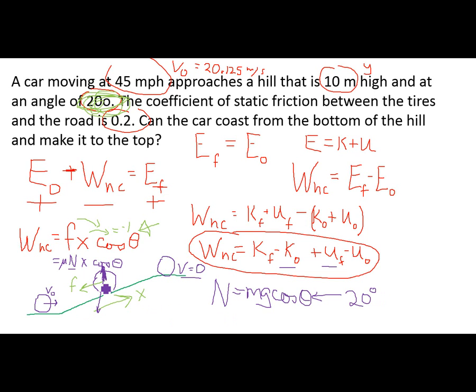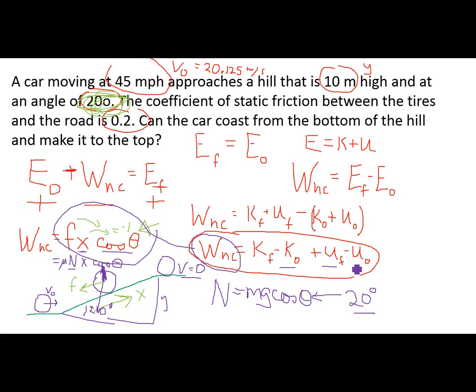So you kind of get in the flow of this. Here's your non-conservative work expression: f x cosine theta, where N is mg cosine of 20 degrees, and this cosine theta is -1. X is the length along the incline. We know this angle and we know this height y, 20 degrees, so we can find x.